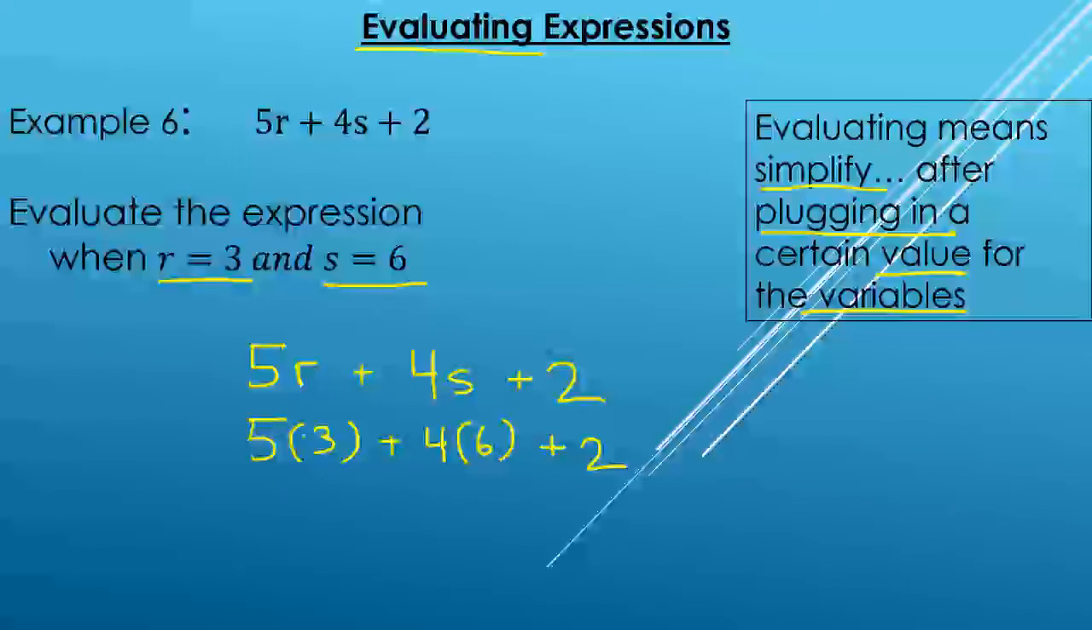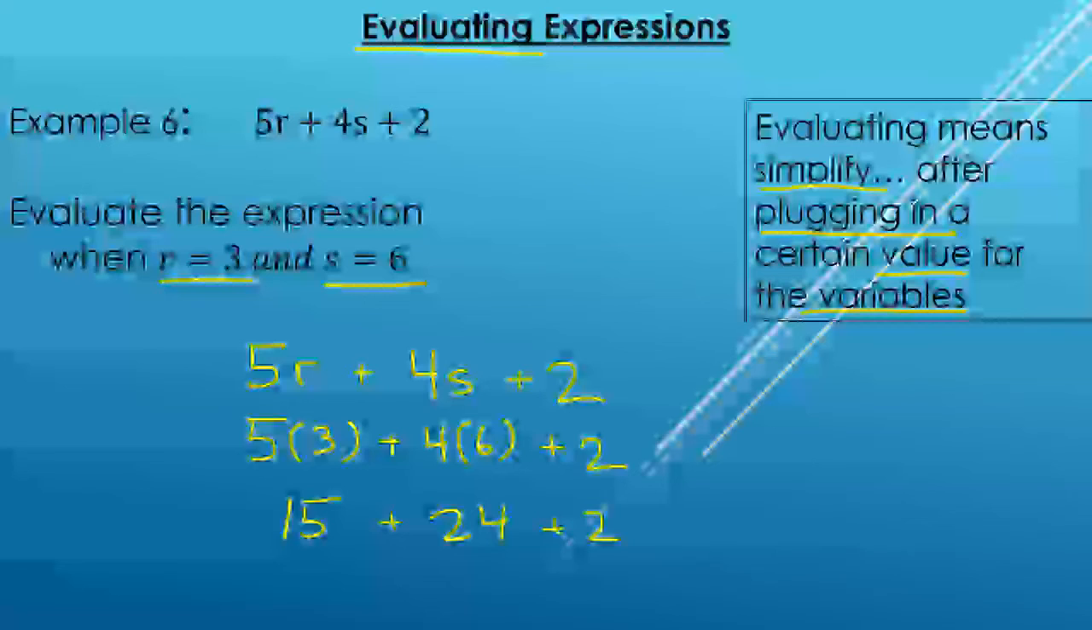Do the multiplying. 5 times 3, 6 times 4, plus 2, didn't use him yet. And now add everything together. Looks like it comes out to 41. So this was equal to 41 when r is 3 and s is 6. So this is us evaluating the expression when r is 3 and s is 6.